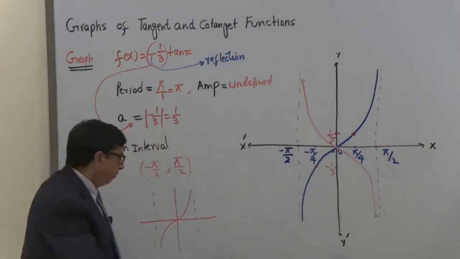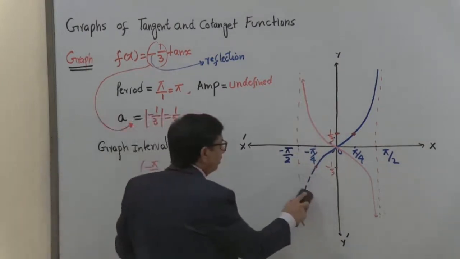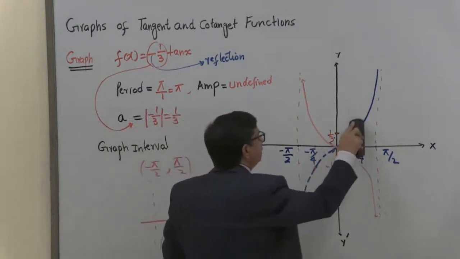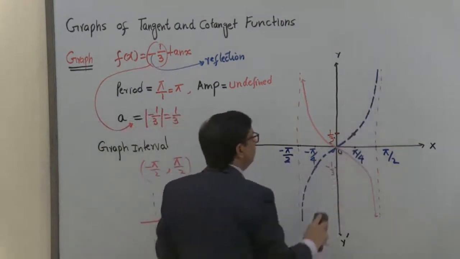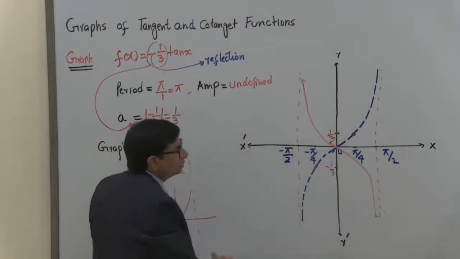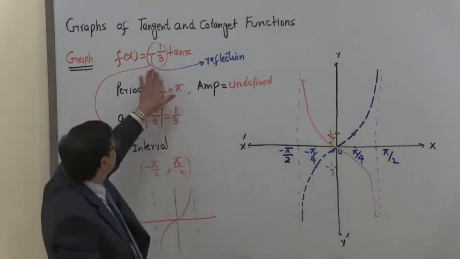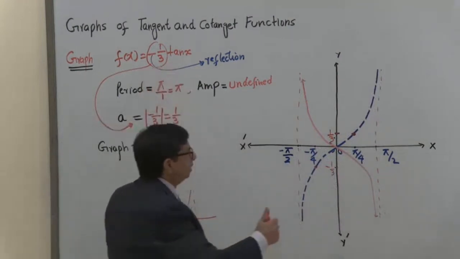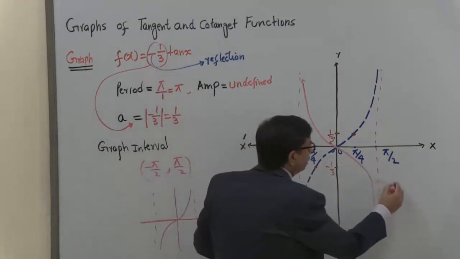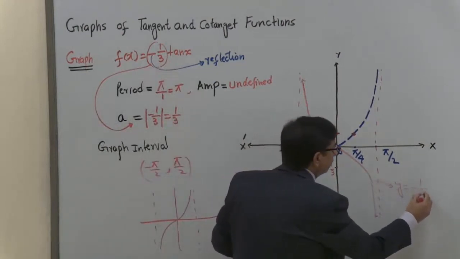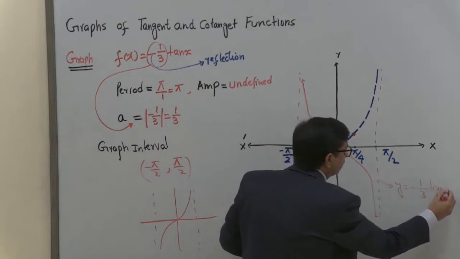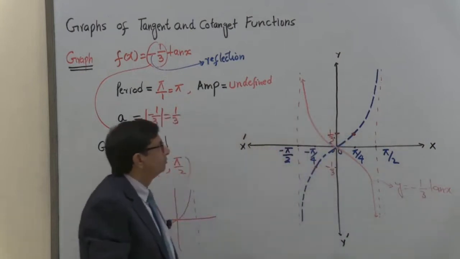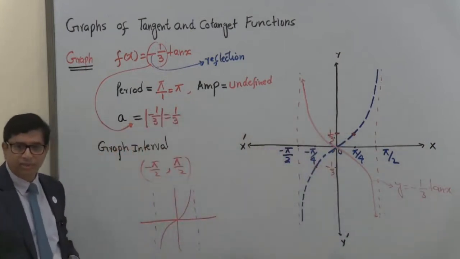Okay, so the parent function graph we don't want. Show it dashed like this. It means this is our working. So the graph we need, that is -1 over 3 tangent of x. So this is y equals -1 over 3 tangent of x. Okay.